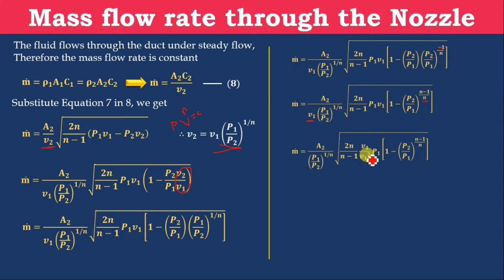So the only thing we are doing is 1 divided by v square. This v square will get cancelled, and this becomes p1 divided by v1. Now take this p1 divided by p2 whole power 1 divided by n inside and multiply with 1 as well as p2 divided by p1.